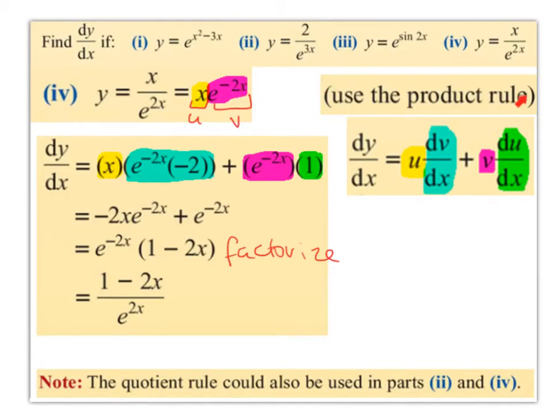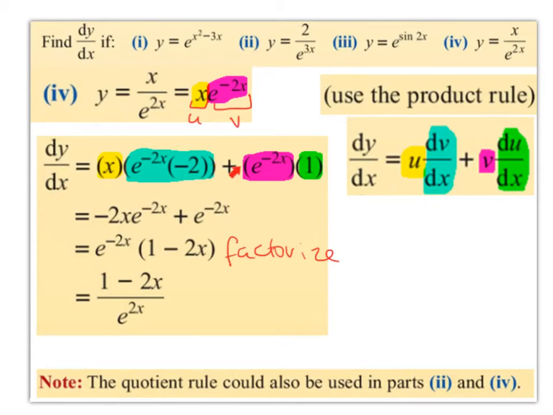So we're going to use the product rule, which is dy dx equals u dv dx plus v du dx. So the u is going to be x, the v is going to be e to the power of minus 2x. So dy dx, the derivative will be u, which is x with brackets, multiplied by dv dx, so the derivative of e to the power minus 2x, which again we'll use the chain rule. So we'll have e to the power of minus 2x, we just keep that as it is. We multiply that by the derivative of the index, the derivative of minus 2x is minus 2.